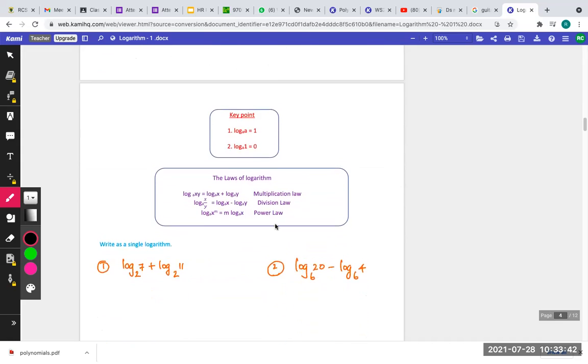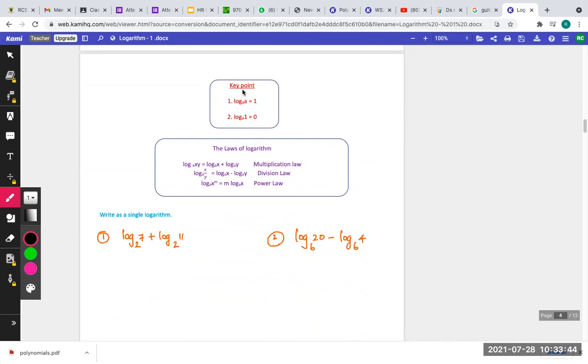Moving on to this, that's the first key point here. Log a to the base a equal to 1, meaning if the base and the number are the same, then the answer will always be 1. If you have any doubt, you can always check in your calculator. Log 5 to the base 5 should be equal to 1. Log 10 to the base 10 should be equal to 1. Log 15 to the base 15 should be equal to 1.